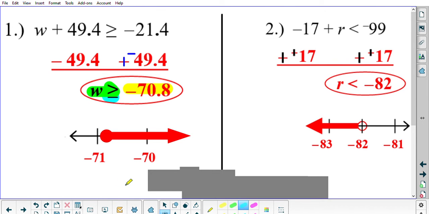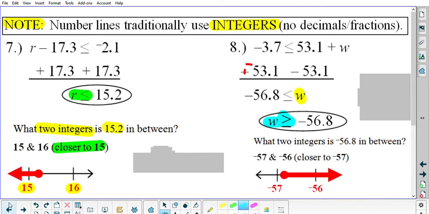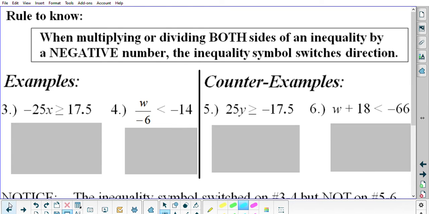And that's how problem number 1 works. All right, let's go back to the first page again. We had skipped the middle section where problems 3, 4, 5, and 6 were shown. And there was a very important rule to know that I definitely want you to end up memorizing.